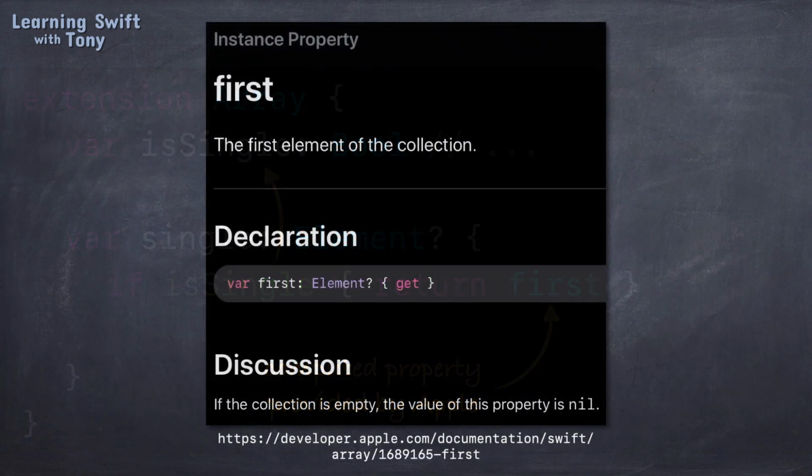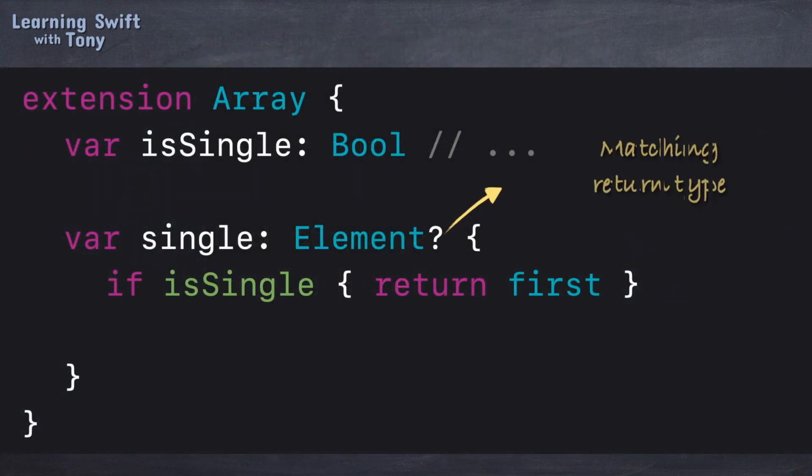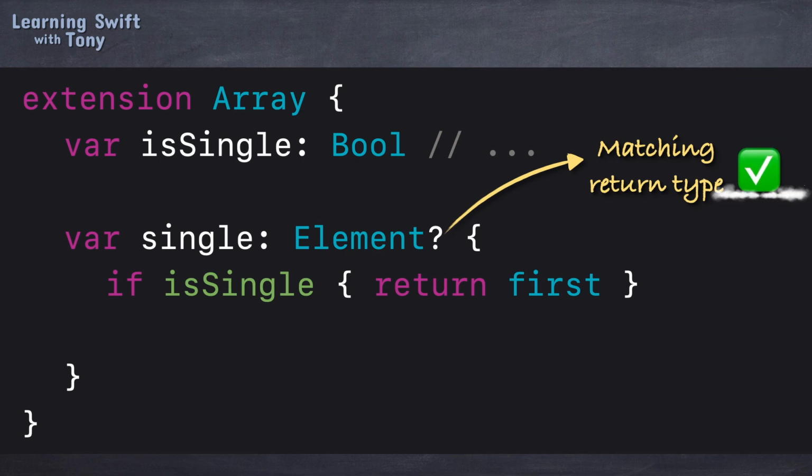Let's take a look at the documentation. First returns an optional Element. Notice the question mark, and this Element is the generic data type we talked about earlier. Since we want to return whatever the property first returns, we need to make sure our own property has exactly the same return type. And it does. Our property also returns an optional generic Element, so we are good. In the case we already know our array contains one single element, we return the first element, which in this case will be the one and only element.